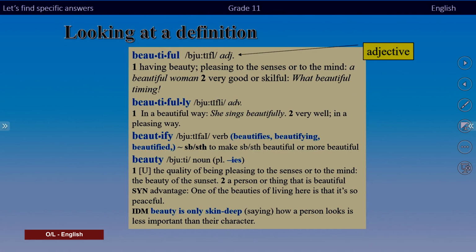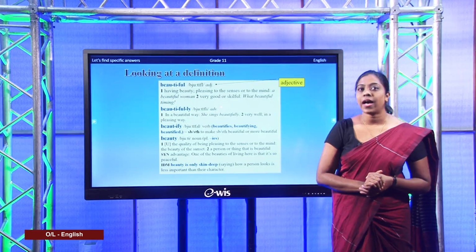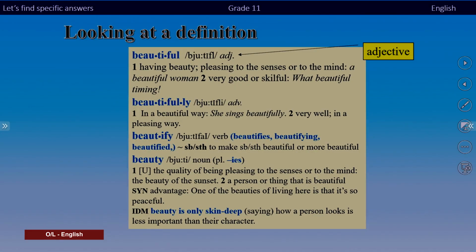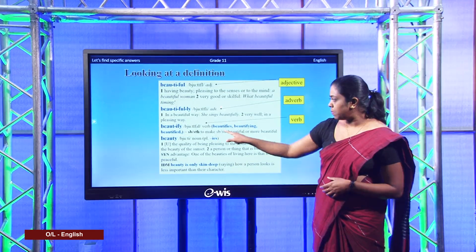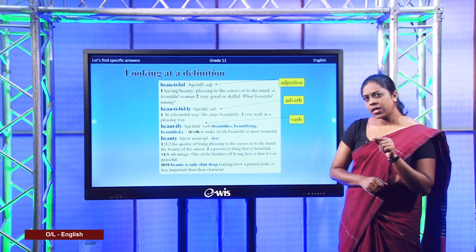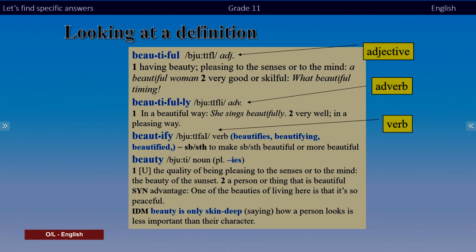Let's go to the next one. ADV, beautifully, ADV. ADV stands for adverb. And the third one, beautify. Beautify is a verb. Now under this particular word, beautify, you can also see the meaning of the word. The meaning says SB/STH to make SB/STH beautiful or more beautiful. Hope you remember what they stand for. SB, somebody, STH, something.